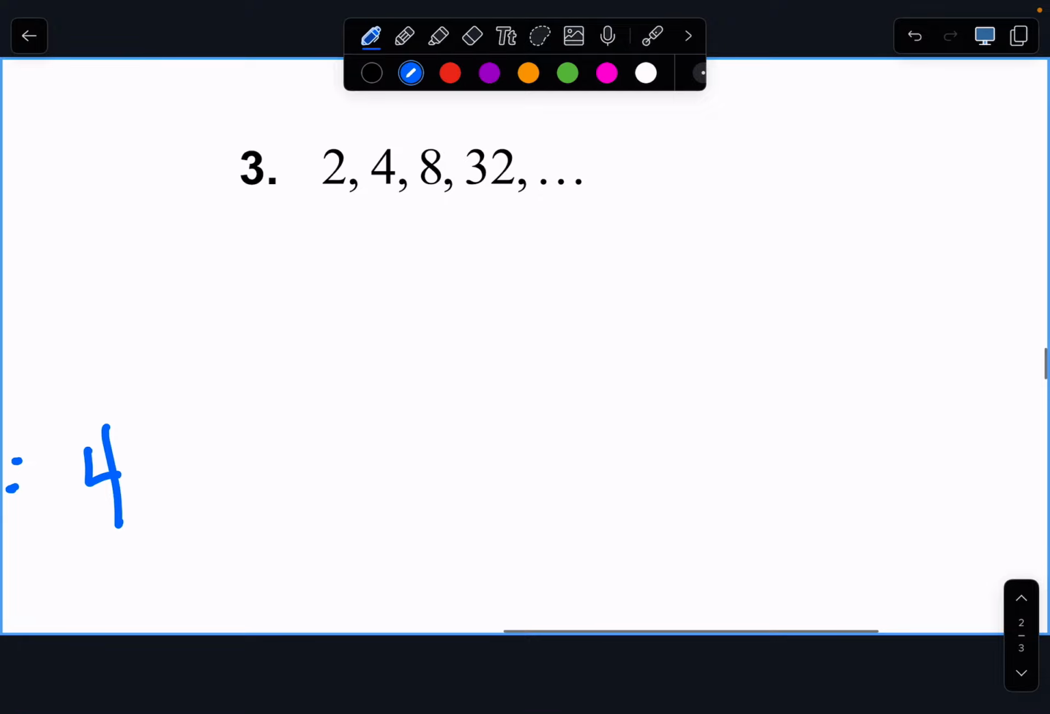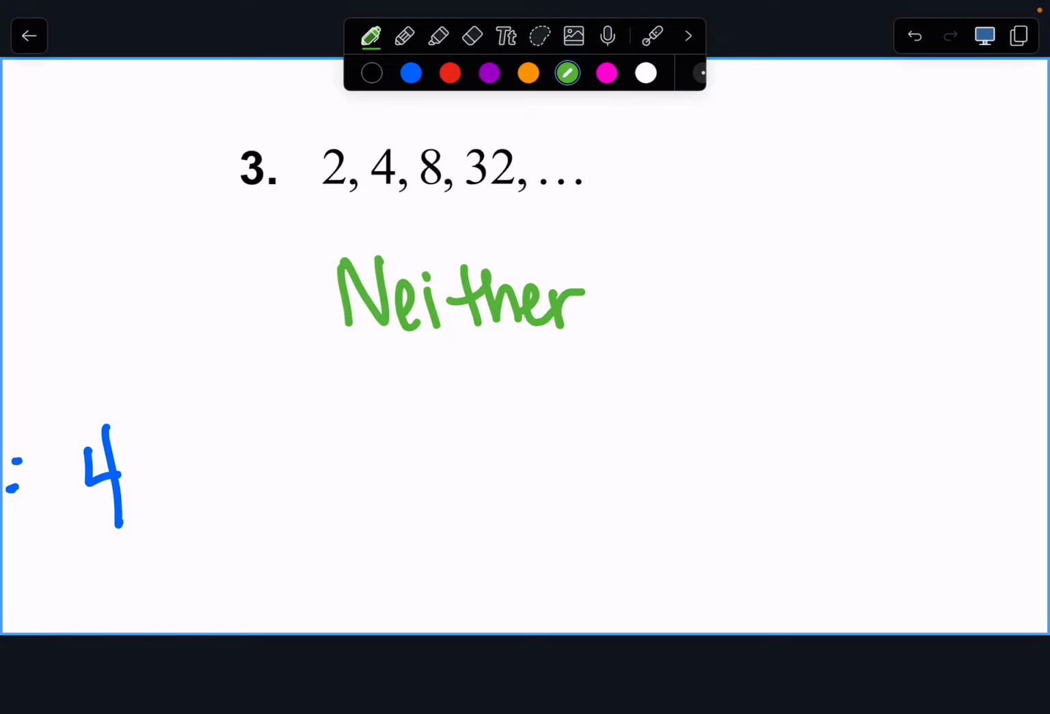Lydia, what do you think about number 3? Neither. Oh, why not? Yeah, we got really excited, right? Because 2 times 2 is 4, and 4 times 2 is 8. But then this would have to be times 4. So that's it. It's neither one.